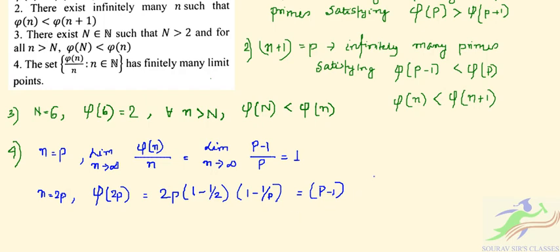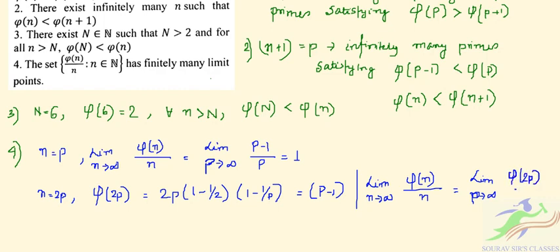Now if we put the limit as n tends to infinity of phi of n by n, it will be equivalent to the limit as p tends to infinity of phi of 2p by 2p, which is nothing but half. p minus 1 by 2p is going to be half.